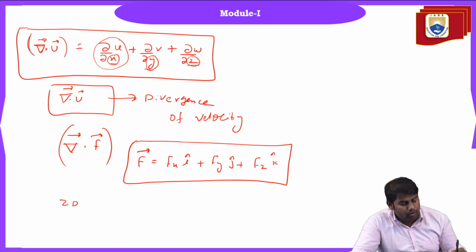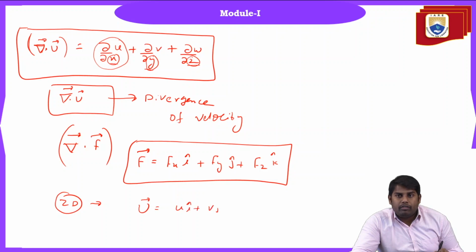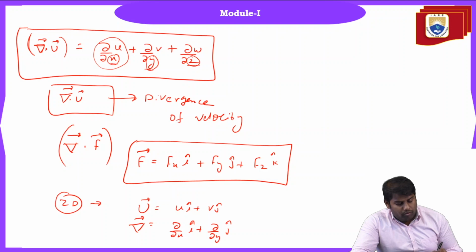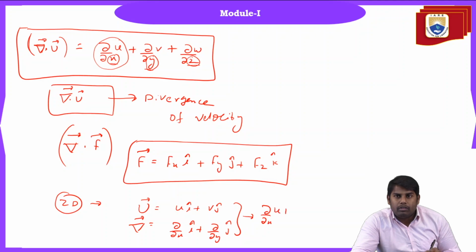Let us take the 2D flow. For the 2D flow, u bar will be equal to capital U of i cap plus V of j cap, and the gradient will be dou by dou x of i cap plus dou by dou y of j cap. When we do the dot product of these two, what happens? Dou by dou x of u plus dou by dou y of v.